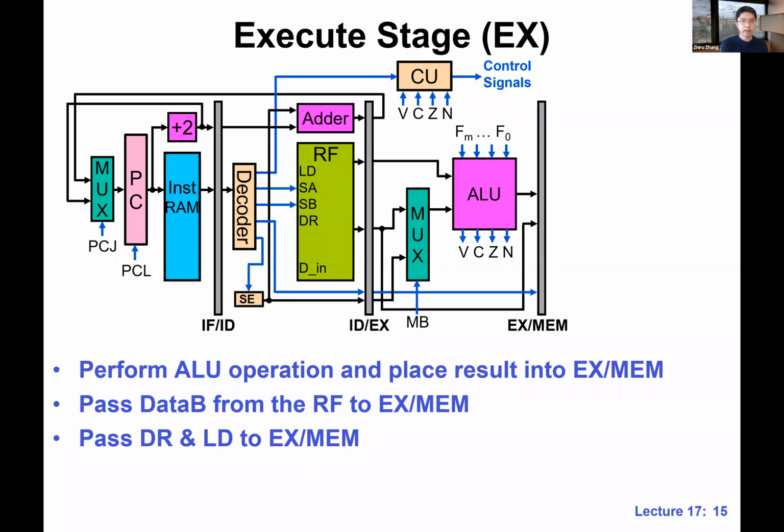Next stage, EX, execution. This is where we actually perform the ALU operation. This is the stage over here. In this stage, we do the ALU, and we also pass this guy. See here, this is data B. Why are we passing data B?